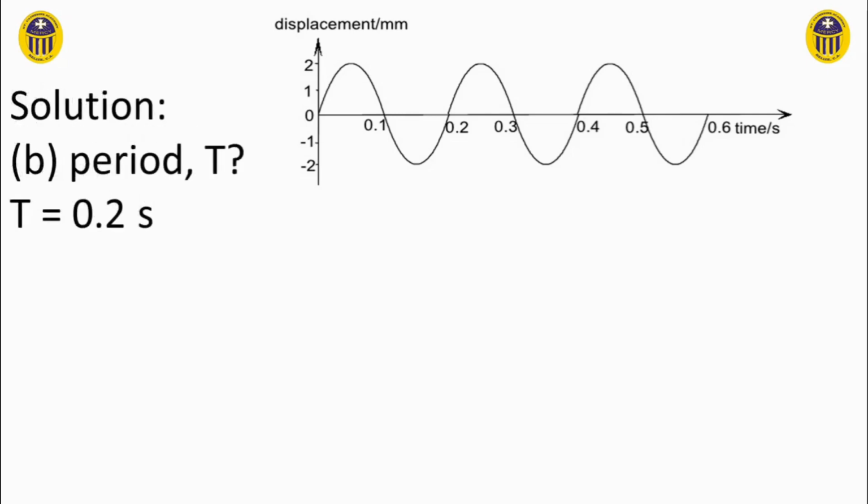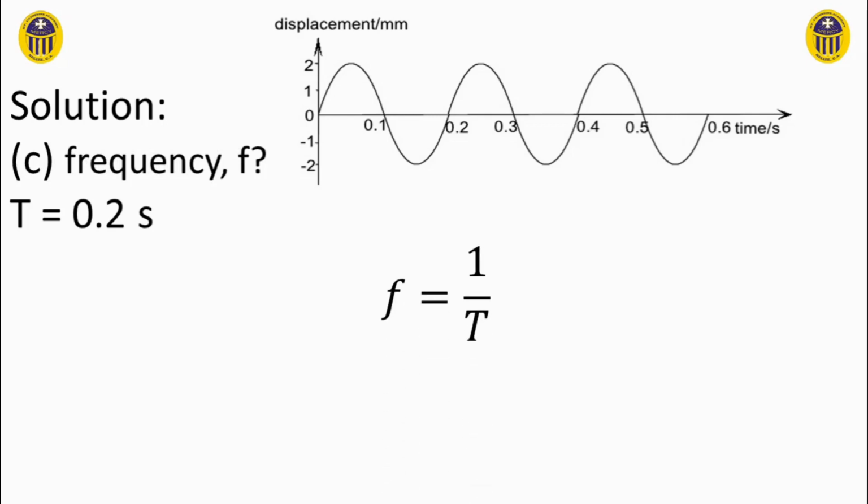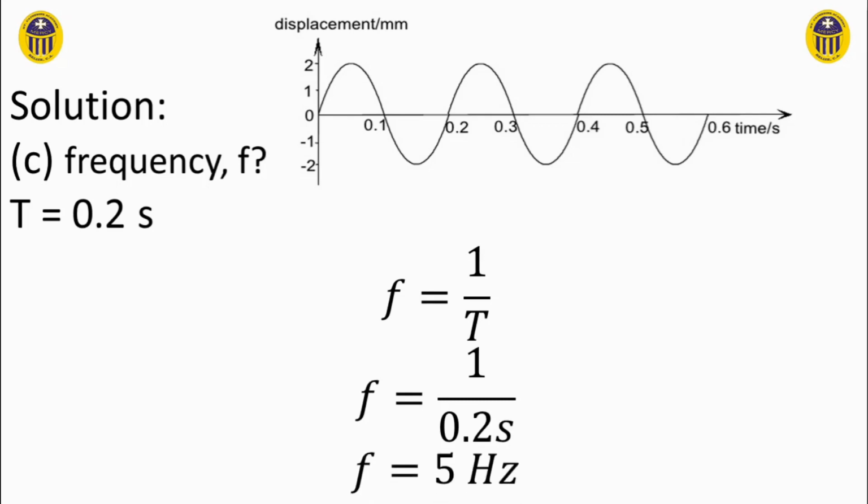Part B, the period. The period is the time it takes for one complete oscillation. So as we can see here, starting from the origin, going up to the crest, back down to the trough, and again to the origin takes 0.2 seconds. Part C, frequency. If we know the period is 0.2 seconds, then the frequency will be 1 over the period. So f will be 1 divided by 0.2 seconds, which gives us 5 Hertz.